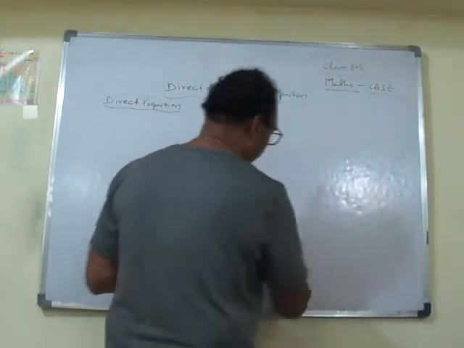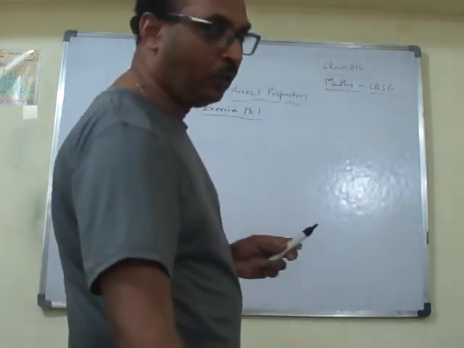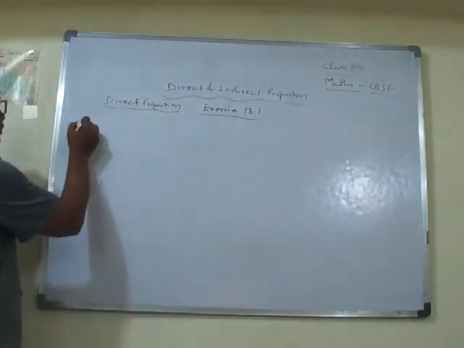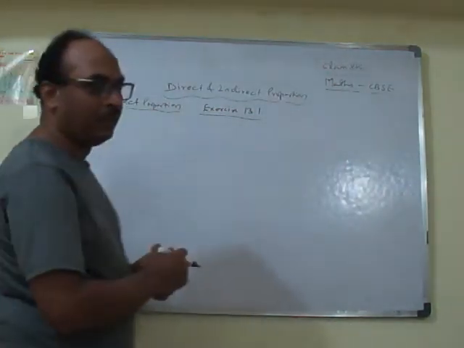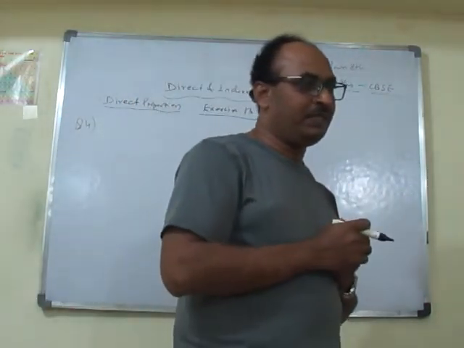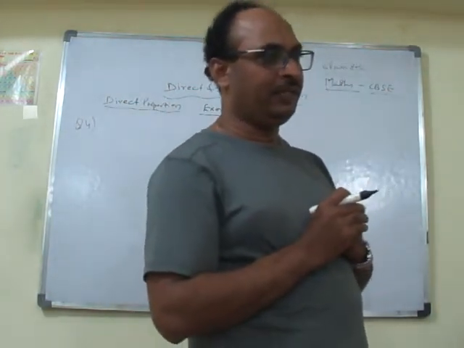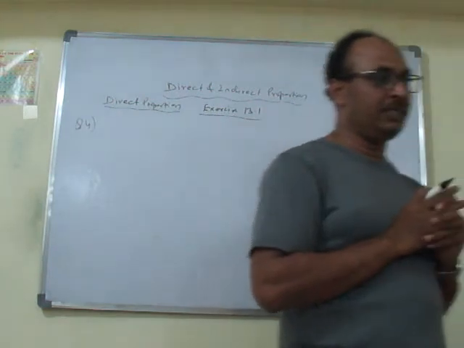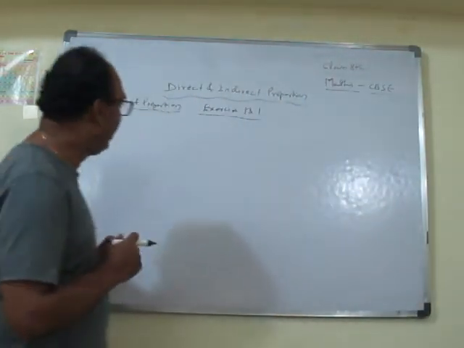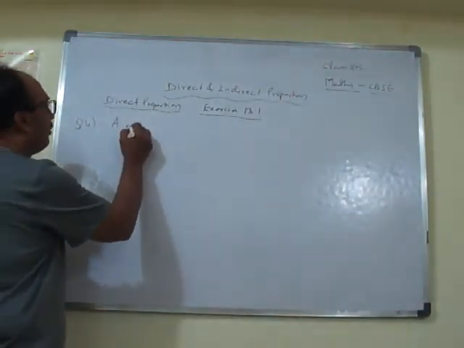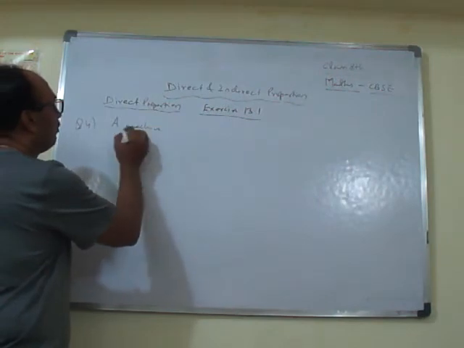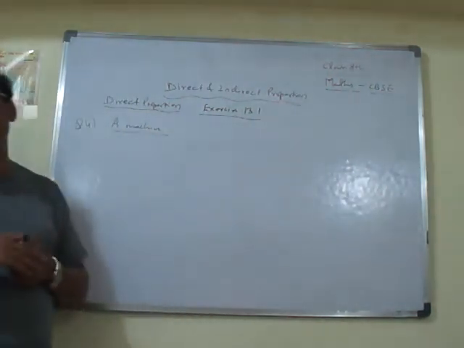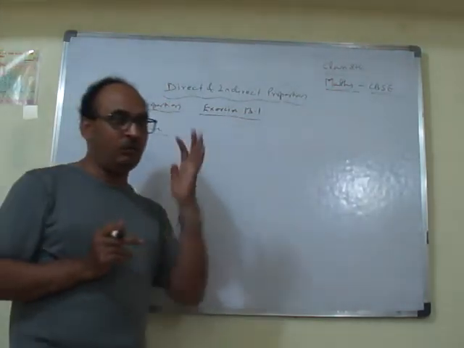Question number 4 we will solve. Okay. What is question number 4, gentlemen? A machine in a soft drink factory fills 840 bottles in 6 hours. Okay, a machine is there in a cold drink factory. Okay, soft drink factory.